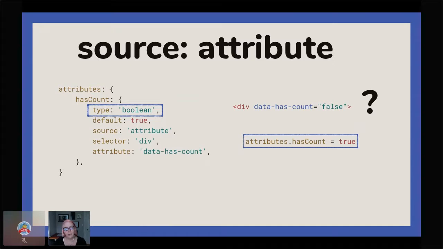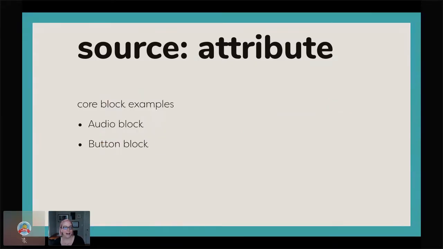So if you have a Boolean value from an attribute, you actually want to make sure that you only have it set or not set, because any existence of it is considered true. That tripped me up somewhat recently, so I'm making a point of it. Anyway, some blocks that use that are the audio and button blocks, which have the attribute source.